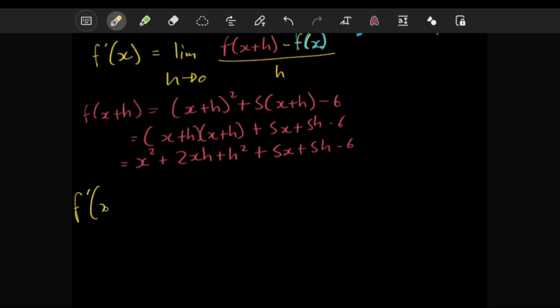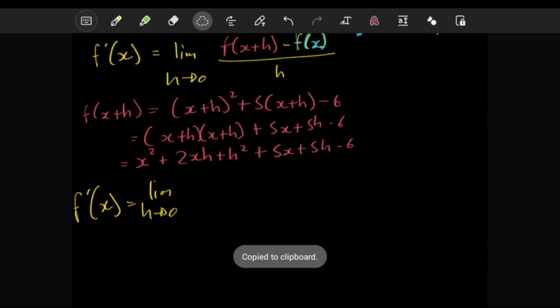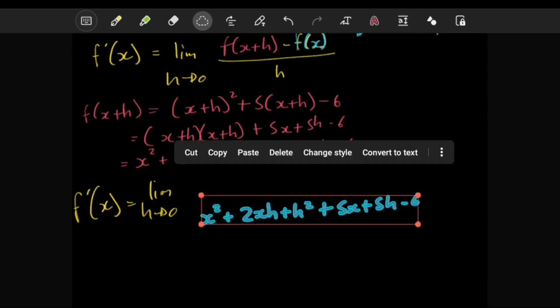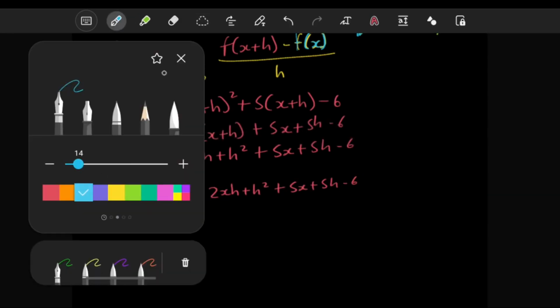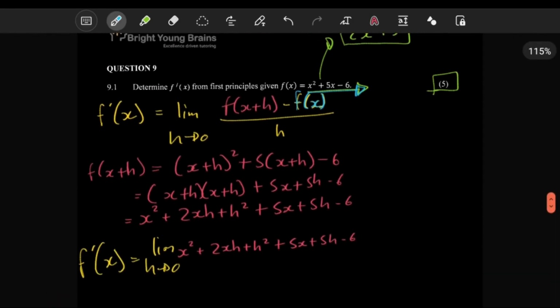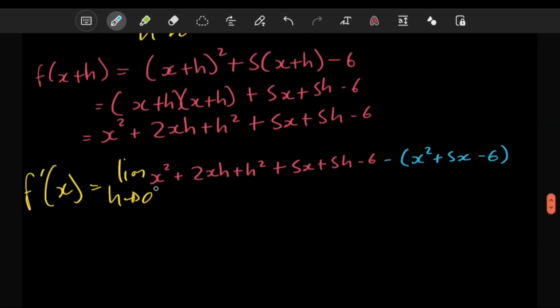So into our f prime formula, we have the limit as h goes to 0. Where we see this here, we can just throw in this entire thing over here. I have the limit of just copying and pasting. Make this a bit smaller, throw this here, and then our equation of f. Because you're minusing, you're going to minus this thing here. Just be careful. Squared plus 5x minus 6. And then let's put the whole thing over h. There you go.